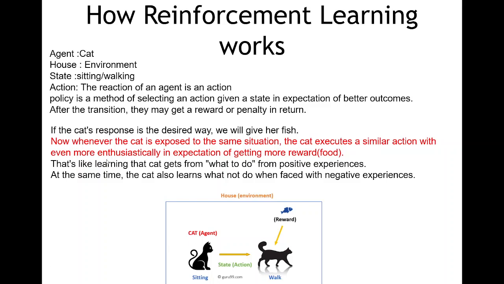So a cat learns what to do from the positive experience and what not to do from the negative experience. So for example, the cat, which is our agent, is in the sitting state. Suppose it moves, and after moving, it moves to another state, which is the walking state. And we, as the environment, reward it with a fish. So now the cat will understand that each time it moves, it gets a reward. So that would be a positive experience. However, if the cat does not move and keeps sitting in the same state, and we don't give it a reward, then this would be a negative experience for the cat. So in this way, from the experiences and the reward that is passed from the environment to the agent, the agent learns.